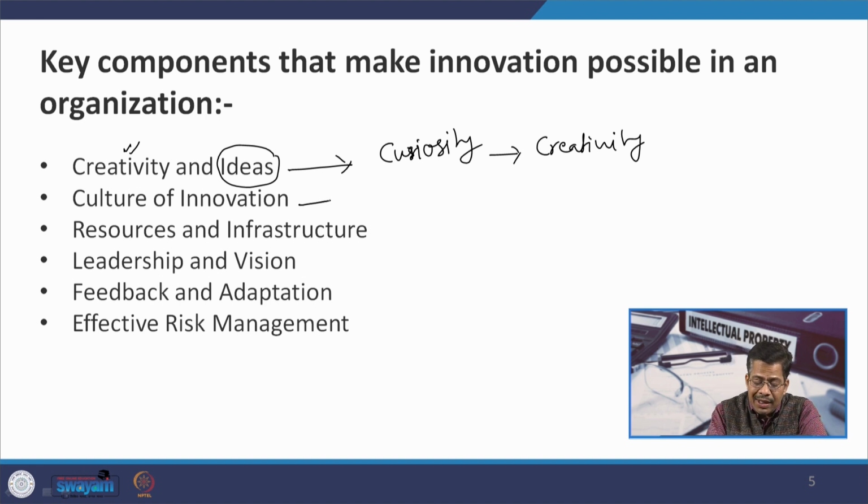Another important element which we require in the organization is a culture of innovation. There is a term in Hindi which is known as chalta hai. Now, if you have this culture in your organization, you cannot innovate. Culture of innovation means people are not satisfied with the status quo. There needs to be a rebellion approach, then only innovation.